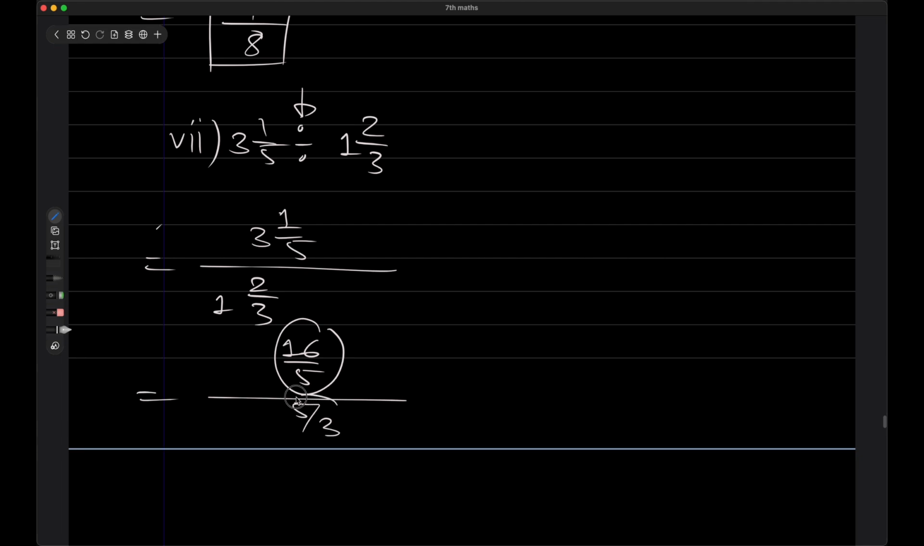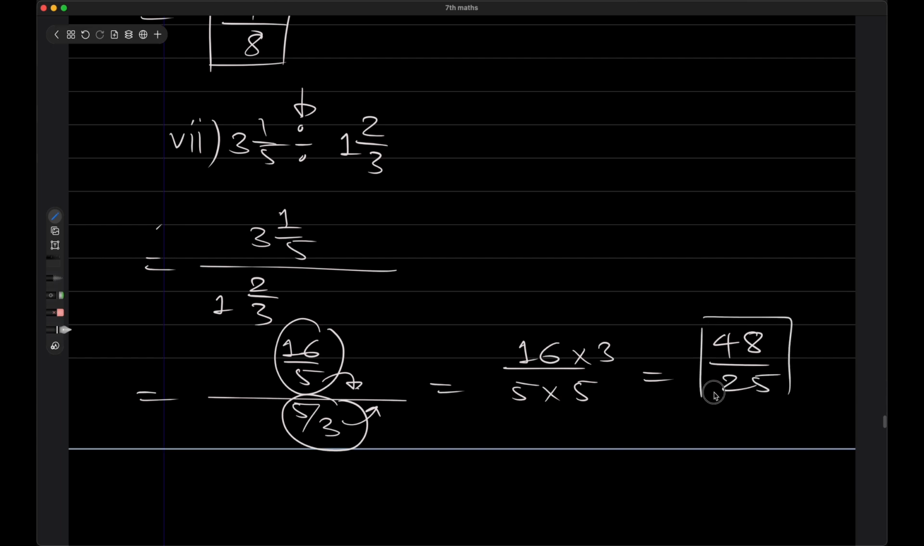Now for all the fractions, send denominator to opposite side, that is equals to 16 as it is, send 5 to opposite side, and 5 as it is, send 3 to opposite side, that is equals to 48 upon 25.